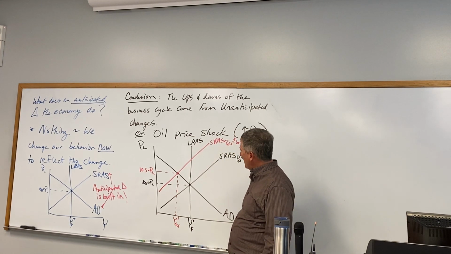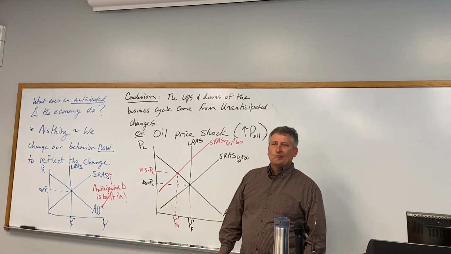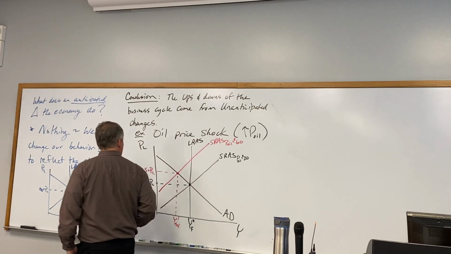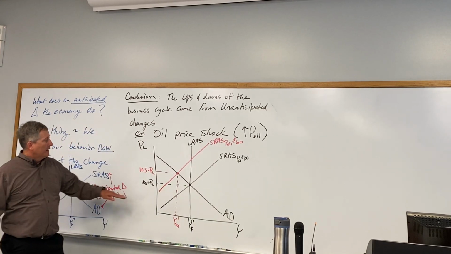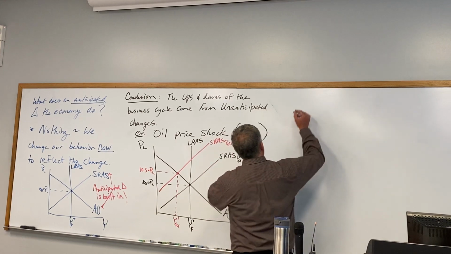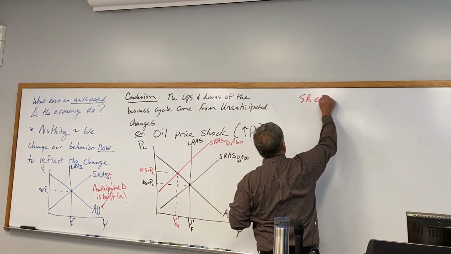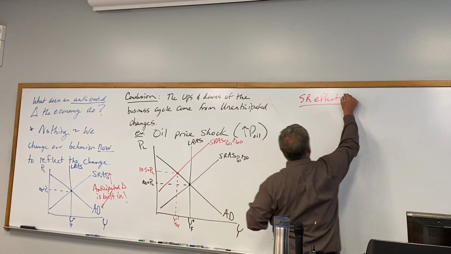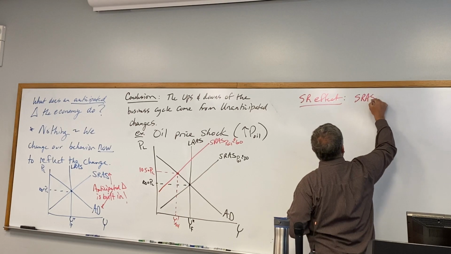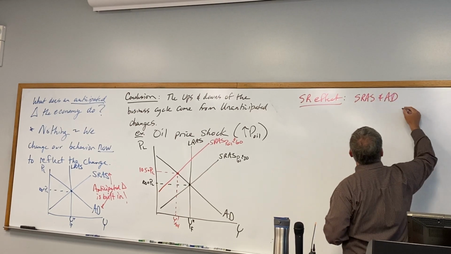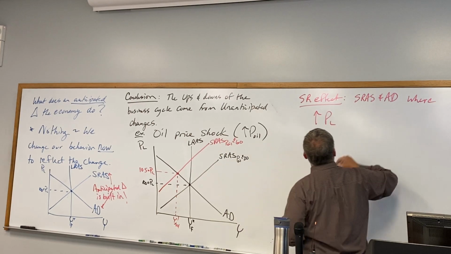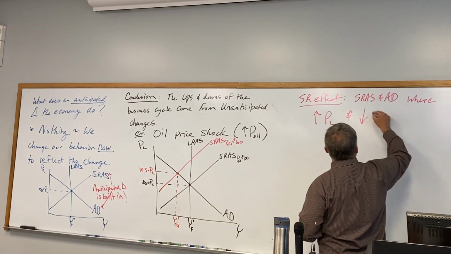This one's kind of a tricky one. Where are we going to go in the long run? So this is the new short run equilibrium. So the short run effect, we have high prices and low inflation. While you guys think, let's write down the short run effect. So the short run effect is short run aggregate supply and aggregate demand intersecting, where there's an increase in the price level and a decrease in output.